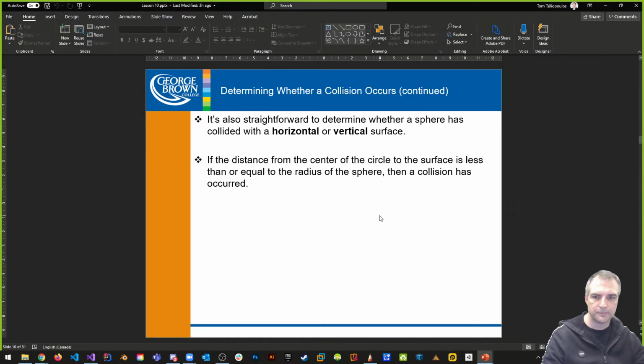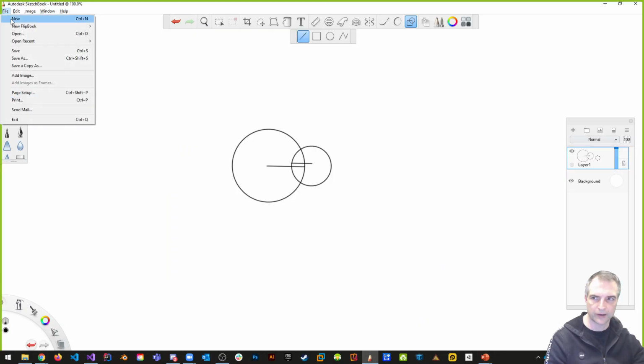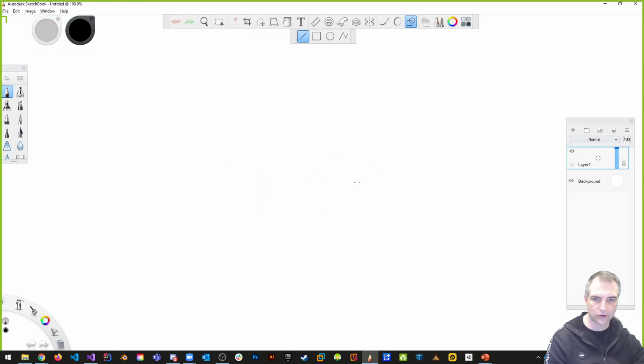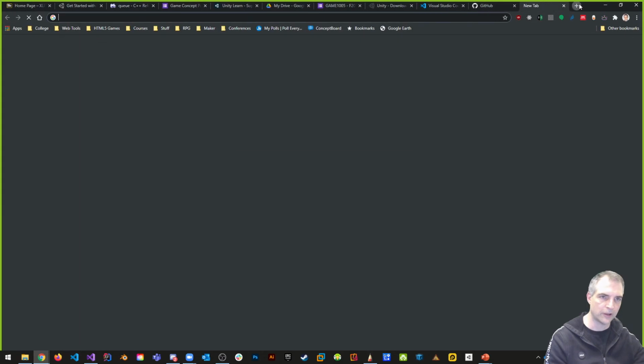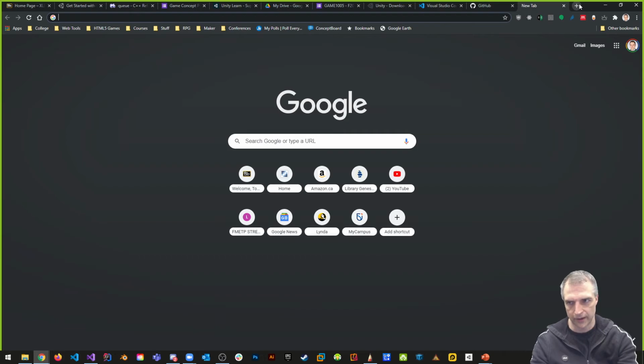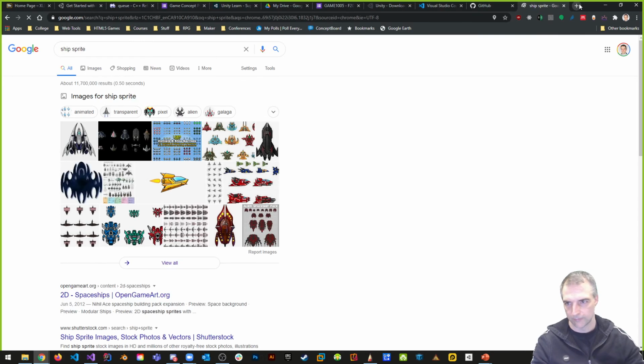All right. So again, it's pretty straightforward when it comes to detecting the distance between two circles, because that's the easiest detection, and a lot of times it can solve a lot of our problems. Why is that? Because again, we want to see what's good enough. If I have a very circular type object, let's see if I can find one. I'm just going to look for a random circular ship online. I want to say something like ship sprite, random.